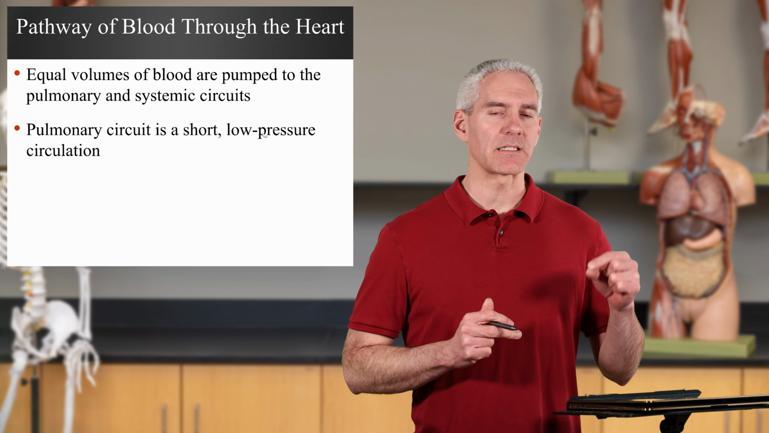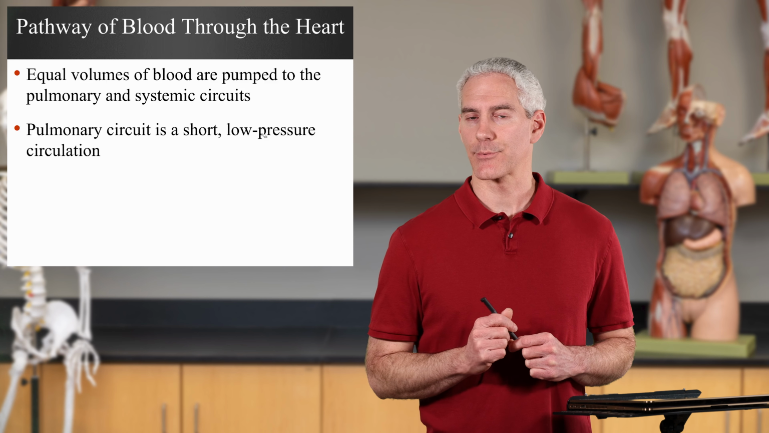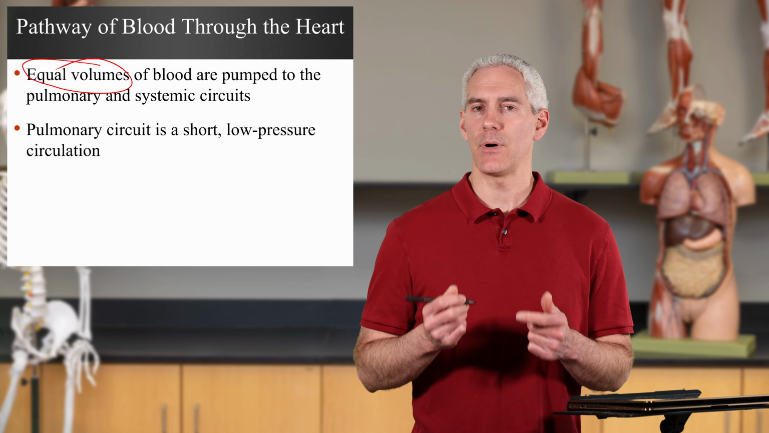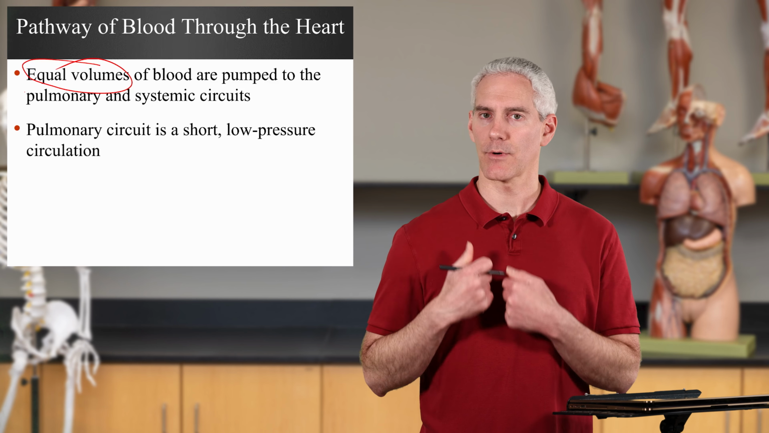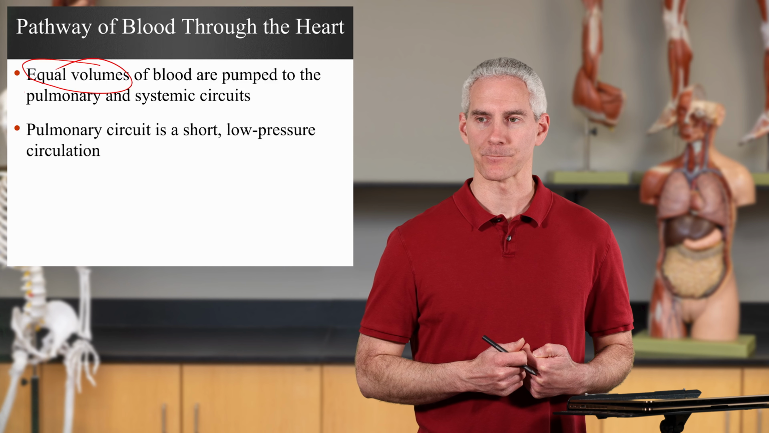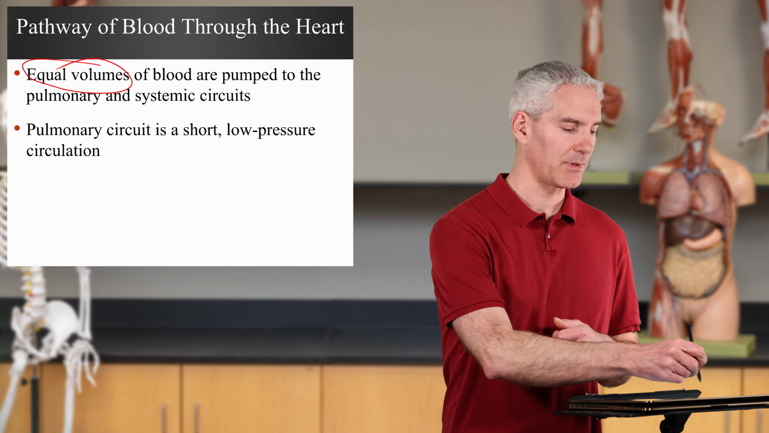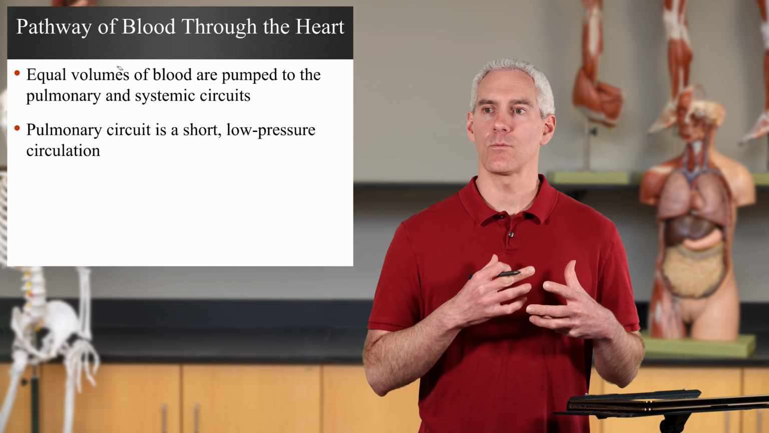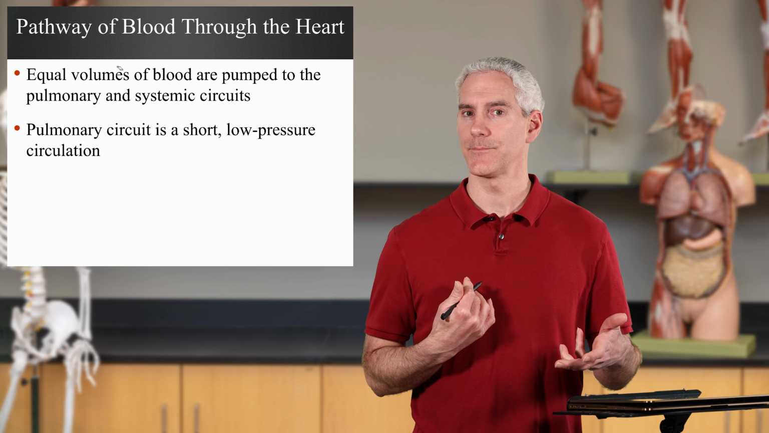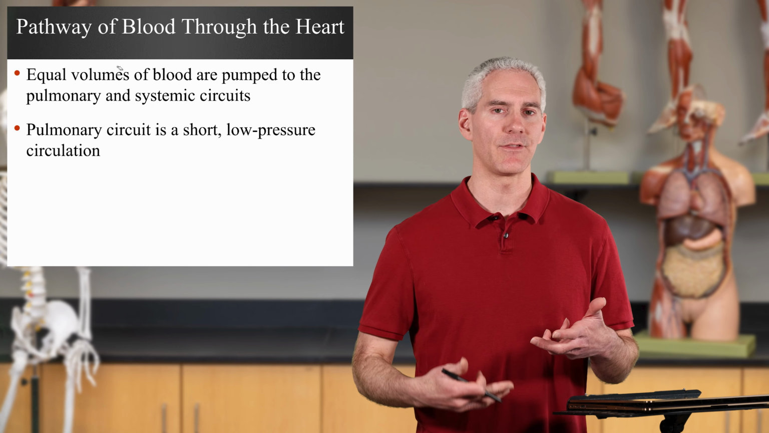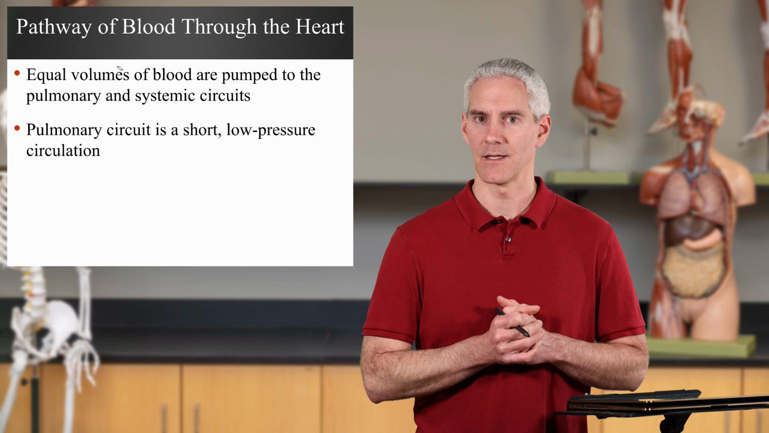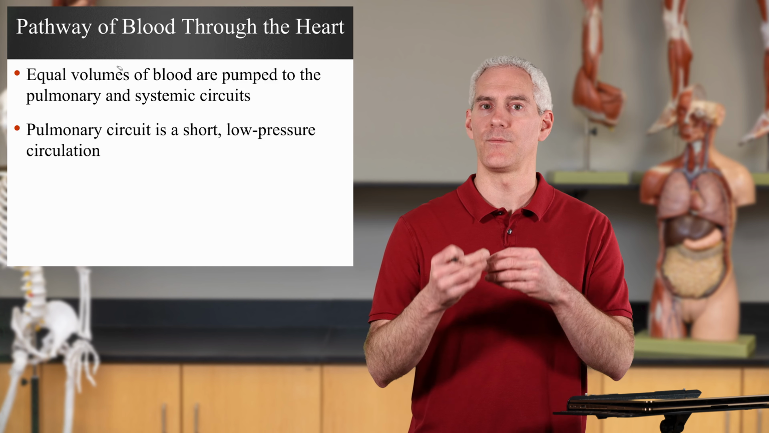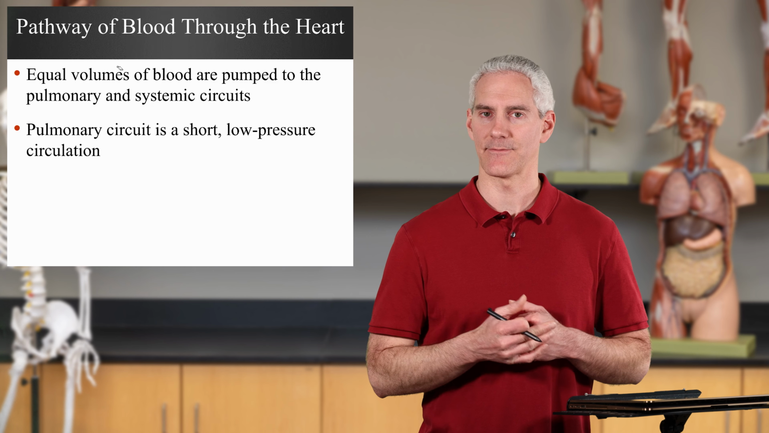But even though that's low pressure, where the systemic is going to be high pressure, you must have equal volumes. You have to pump the same amount of blood through the right side as you're pumping through the left side. By keeping equal volumes of blood, you make sure that there's not a backup somewhere. Because if you had one side pumping more blood than the other side, eventually there'd be a backup in either the systemic or pulmonary circuits. Because it wouldn't be an equal give to one circuit, pull from the other circuit. Give to one, pull from the other. They have to be equal going back and forth.